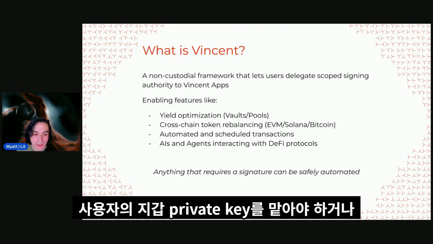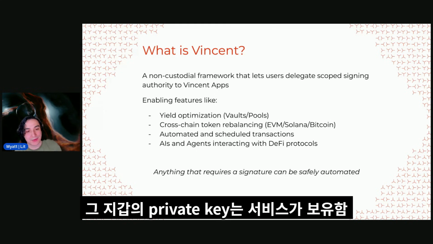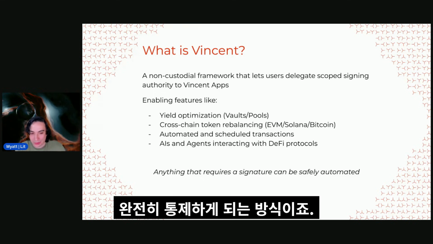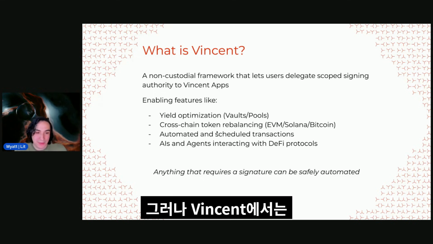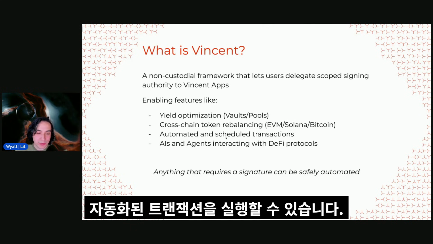either need to have the private key to your wallet, or they would more than likely generate a wallet that you would send funds to, which they still own the private key for. So they ultimately have complete control over whatever deposited funds you have. And so with this system, with Vincent, you can do automated and scheduled transactions, which would basically be executing a Vincent ability without that Vincent app actually having control of the underlying private key.